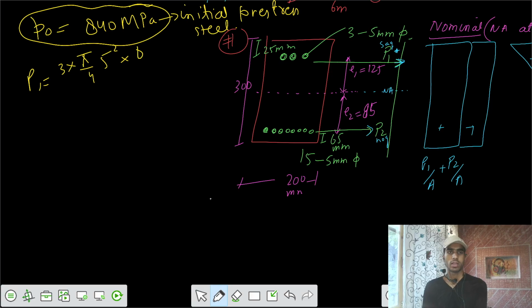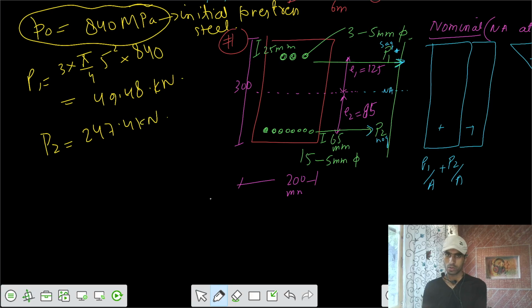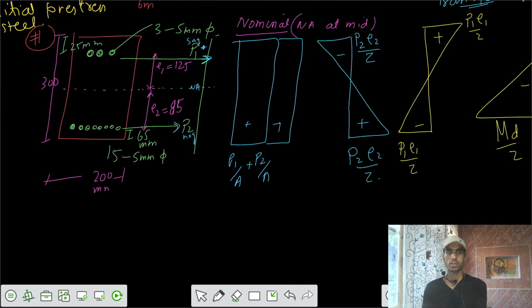So your P1 force is 49.48 kilonewton. And the second force P2 is 247.4 kilonewton. So P2 is more, P1 is less. Let's calculate the stresses now.